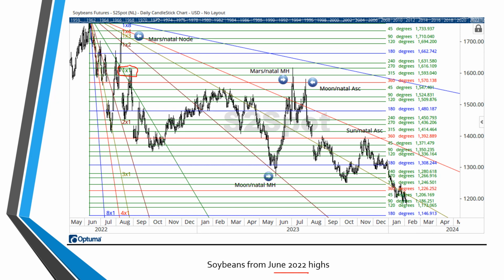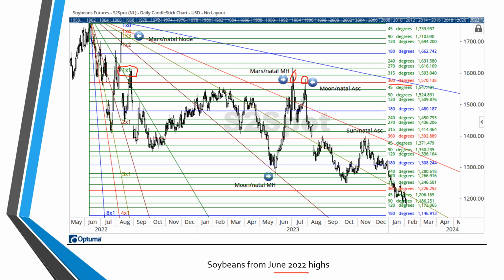So, for example, in the middle of 2023, we had a couple of successive runs at a 360-degree incremental level. Both failed. Why? In the first case, Mars was passing the natal mid-heaven point on the Soybeans 1936 first trade horoscope. In the second situation, Moon was passing the natal ascendant point on that 1936 first trade horoscope. So there's your connection between astrology and some of these square of 9 incremental levels.